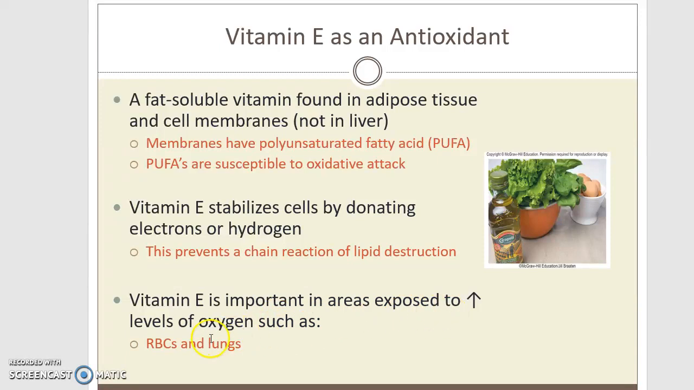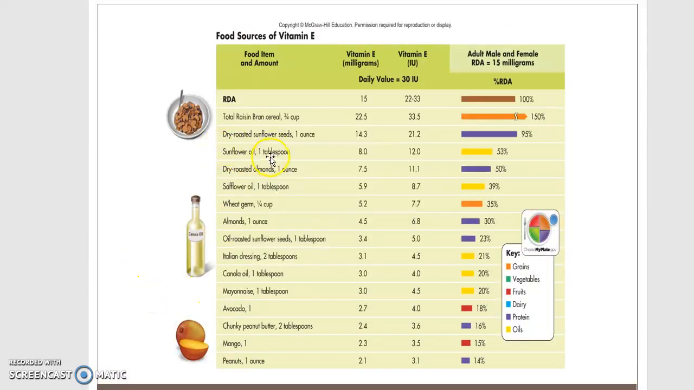It's especially important for certain parts of your body. Think about the parts that take in a lot of oxygen. So think of oxidation. So of course your red blood cells carry oxygen. Your lungs have a lot of oxygen. So those cells in particular benefit greatly from vitamin E. So where do we get vitamin E in our bodies? It is in these foods. There's a list of foods here.